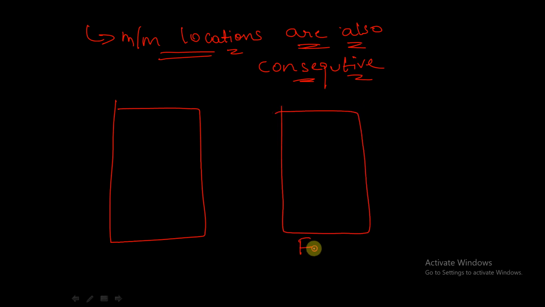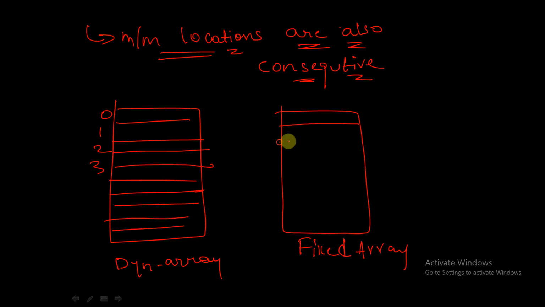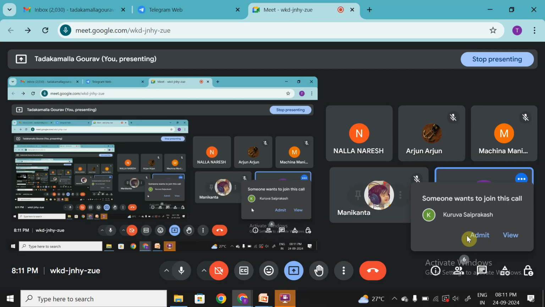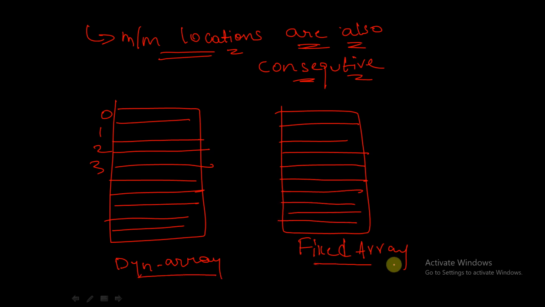So this is the case of a fixed array, and this is a dynamic array, let's say. If you create any fixed or dynamic array, the memory locations will be consecutive like this. That is, this is the first location, second location, third location, fourth location, like this. The memory locations will be consecutive. And in case of a fixed array also, the memory locations will be consecutive. So in case of dynamic arrays or fixed arrays, the memory locations are consecutive.